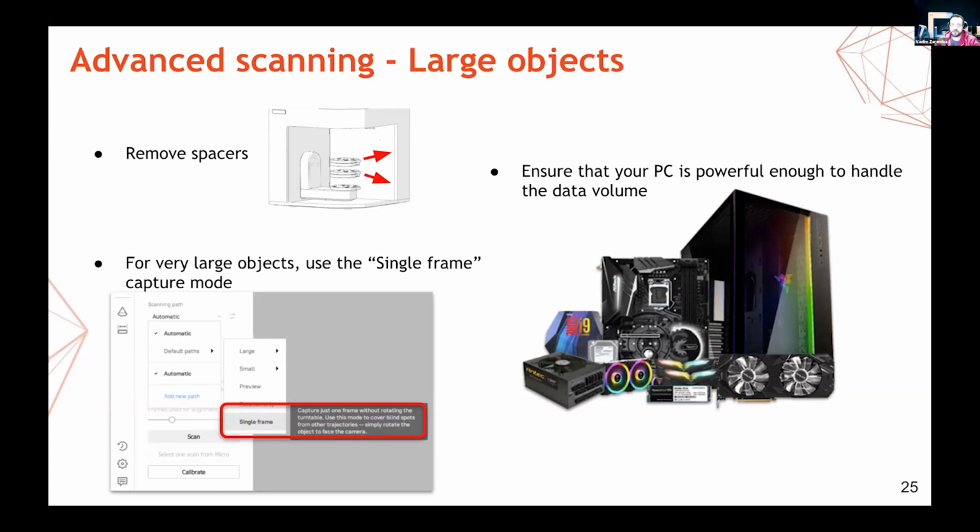So first of all, you need to remove one, or if necessary, both spacers, allowing the object to fit into the field of view of the scanner. Second, use a powerful PC with significantly more RAM for processing, since larger objects will result in much heavier and more performance-demanding datasets. And lastly, if the object is so large that it doesn't really fit into the scanner's field of view, or if it is simply too large to be safely rotated inside the scanner, in this case, scan it using the single frame capture mode while manually repositioning the object on the platform between your shots.